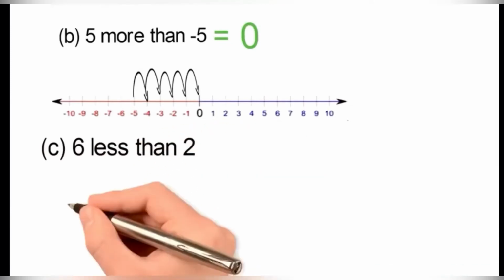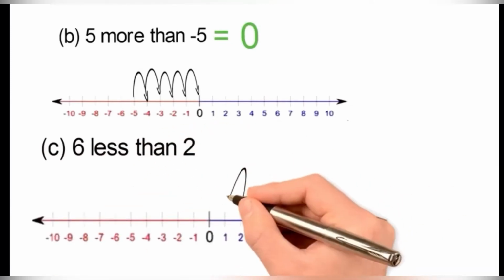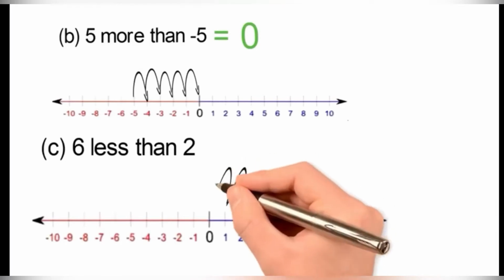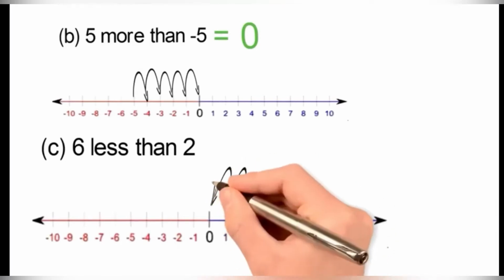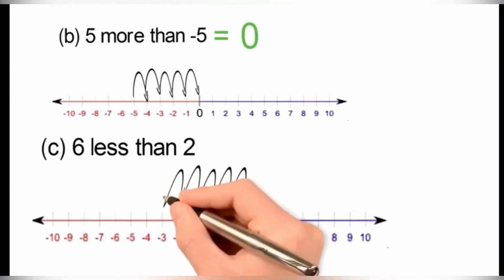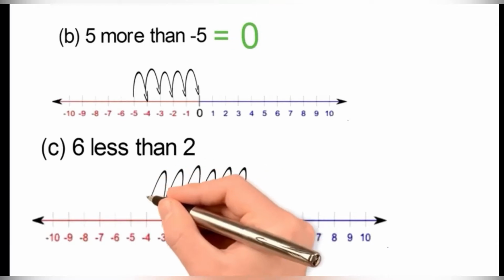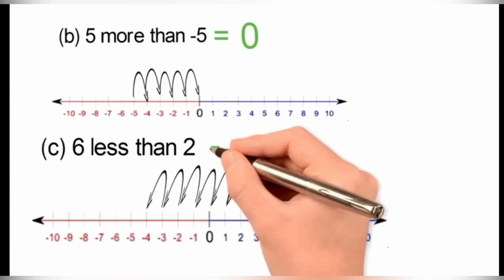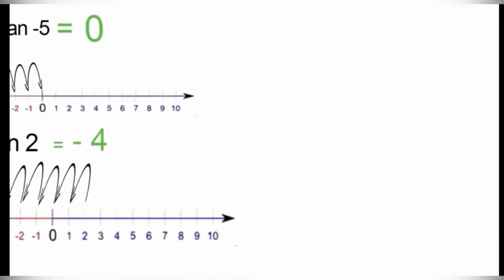C, 6 less than 2. So it's going to be 2 minus 6. Okay, so the negative sign is with the 6. So here, from the 2, you are going to jump to the left hand side because it is subtraction. So where are you going to reach? Minus 4. So your answer is minus 4.